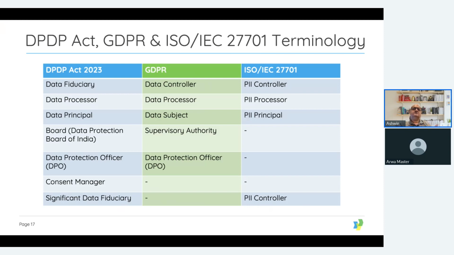ISO is not a law, so it's only a standard. So there is no data protection board or anything. It's the company who handles everything there. So data protection officer is what the Act says. GDPR also says the same thing. Consent manager is a new topic here in the Indian context, and we will talk about that. And we also have a significant data fiduciary, which also is a controller in a way.